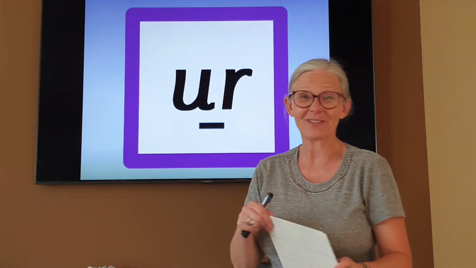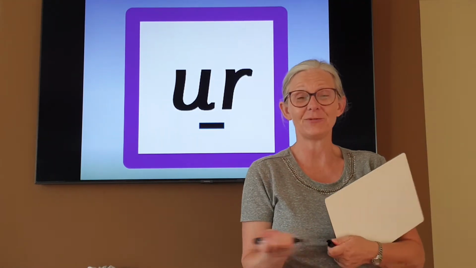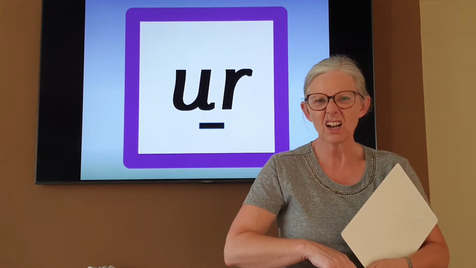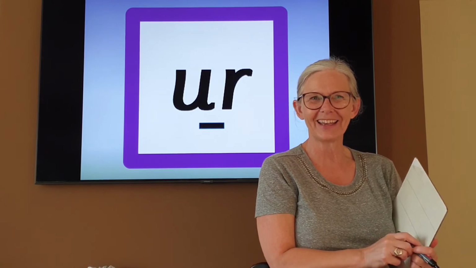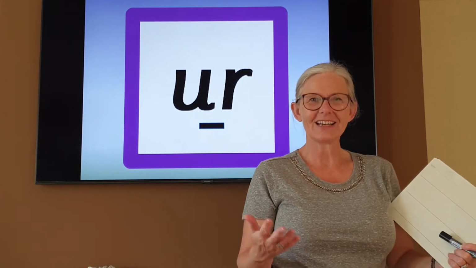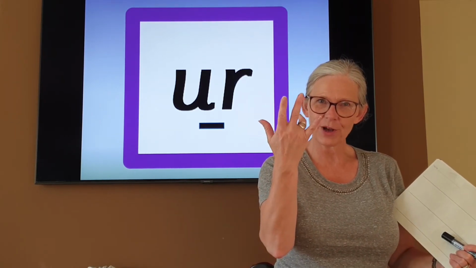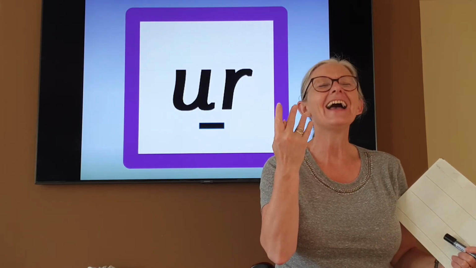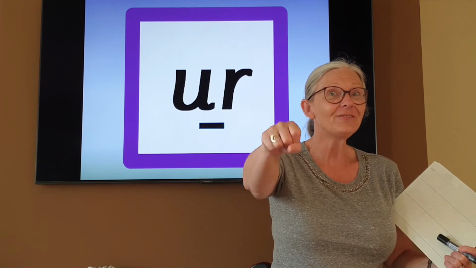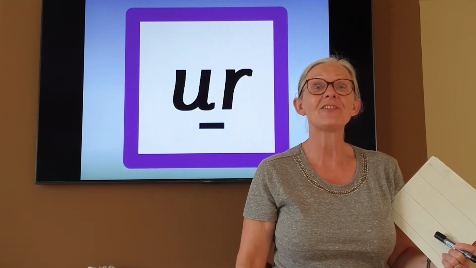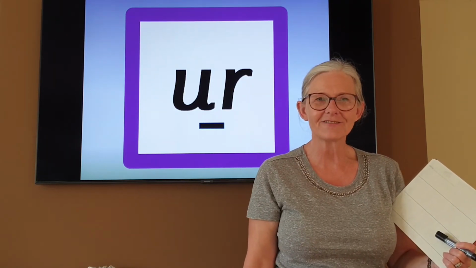Okay, we are going to do some writing. Now today what I thought we'd do, we are going to write a few sentences, okay? Kind of a mini story. So what does a sentence have to have at the beginning? A capital letter. And in between each of our words, what does it have to have? A finger space. And what goes at the end of a sentence? A full stop.